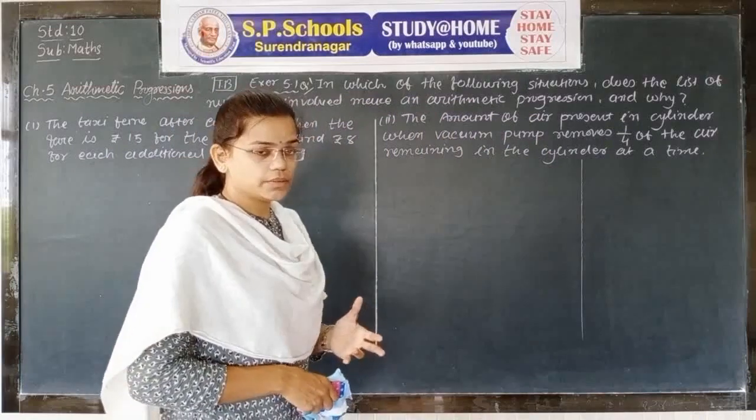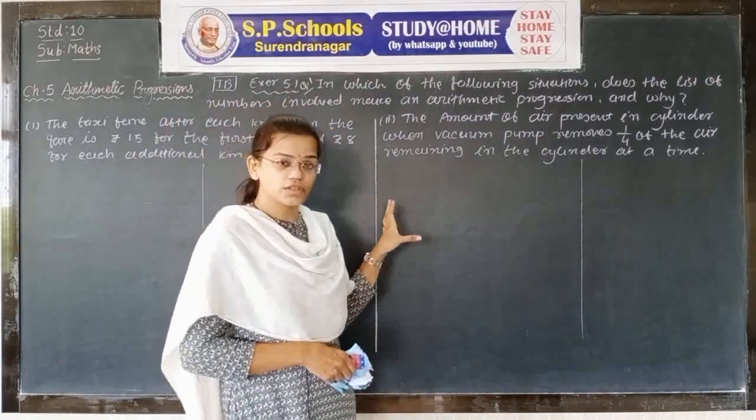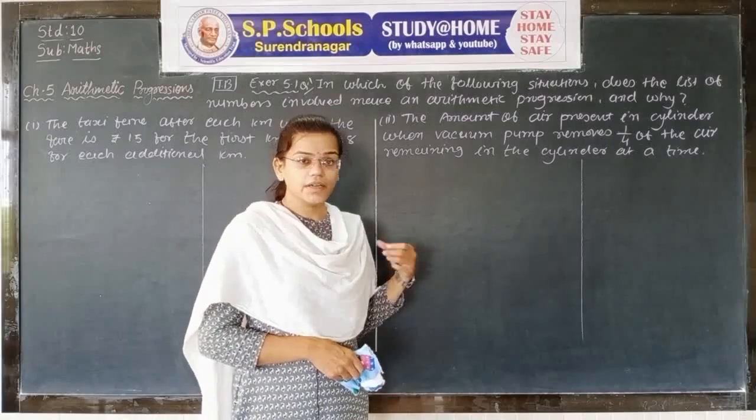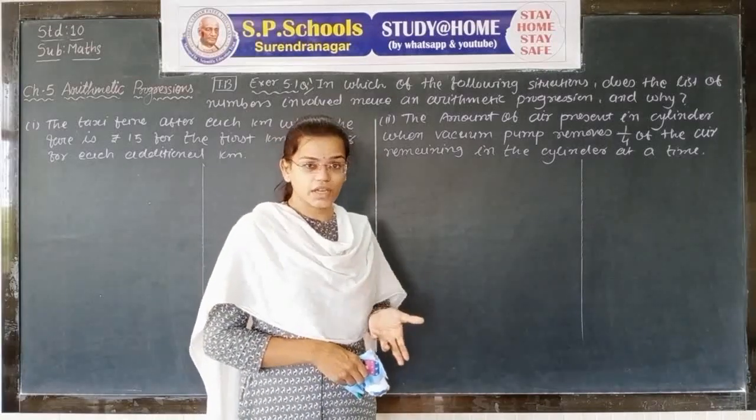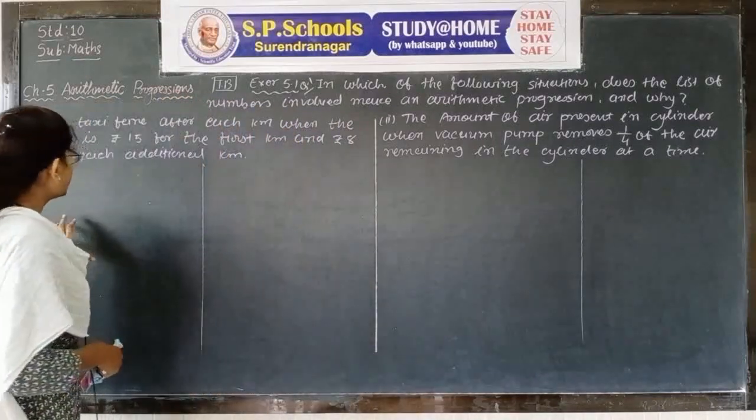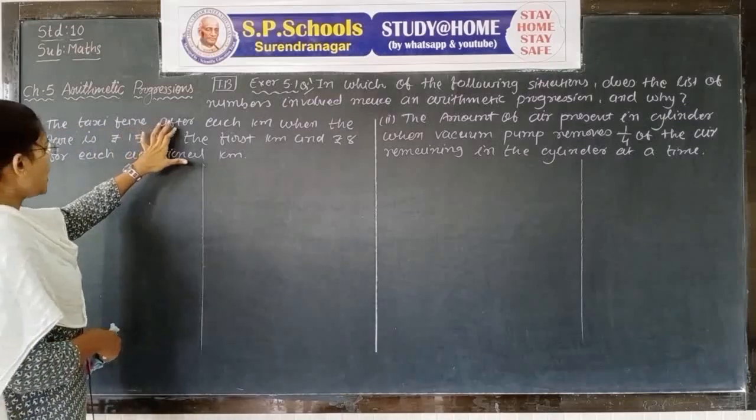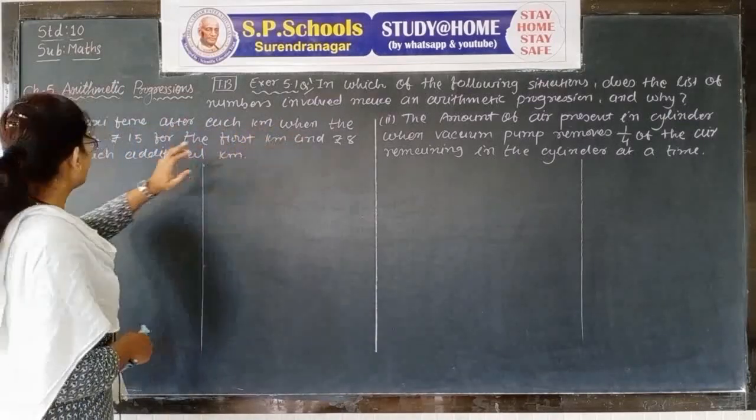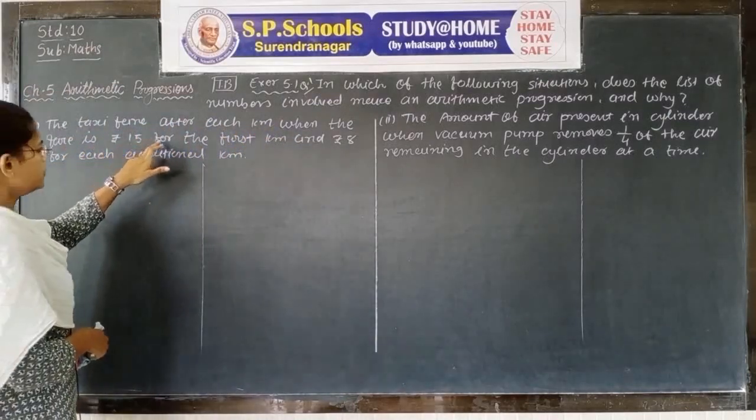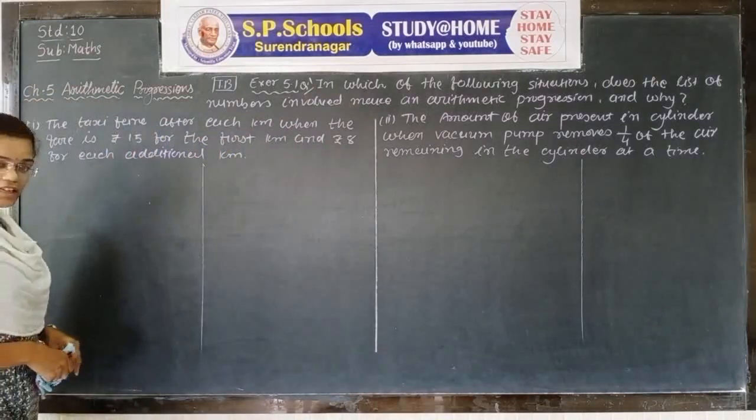Directly the list of numbers is not given. First the situations are given. From the given situation we have to obtain the list of numbers. Then we check if it forms an AP or not. The first situation is given: the taxi fare after each kilometer when the fare is ₹15 for the first kilometer and ₹8 for each additional kilometer.